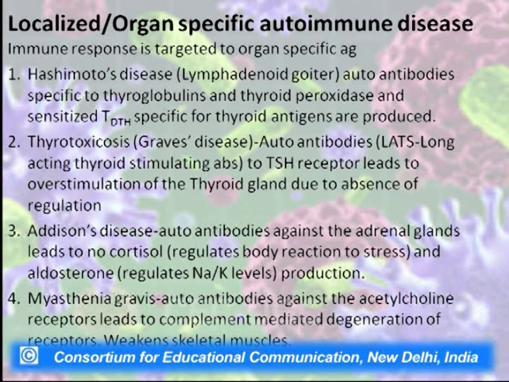Now, what happens? These thyroglobulins and thyroid peroxidase have a very important role in production of thyroid hormones. Now, once autoantibodies are produced against these thyroglobulins etc., the body becomes deficient in the thyroid hormone and leads to a goiter situation, which is called Hashimoto disease. There is another where the process is different. In thyrotoxicosis, which is called Graves disease, the autoantibodies, which are also known as LATs, long acting thyroid stimulating antibodies, are produced against the TSH receptor.